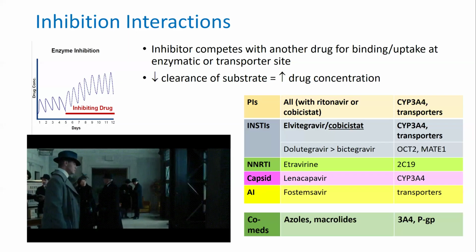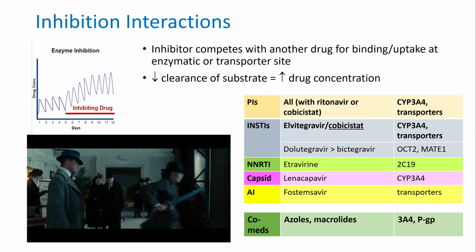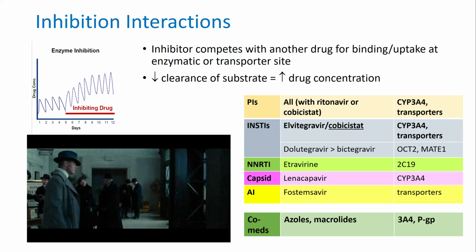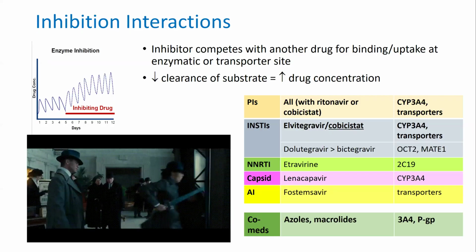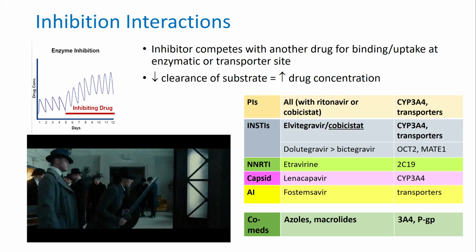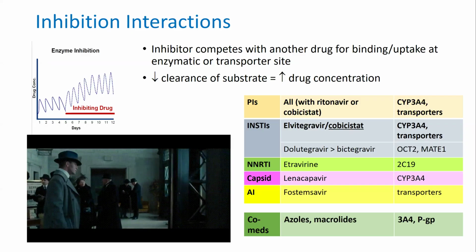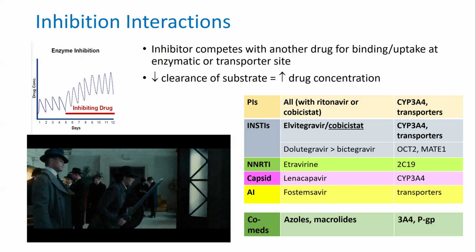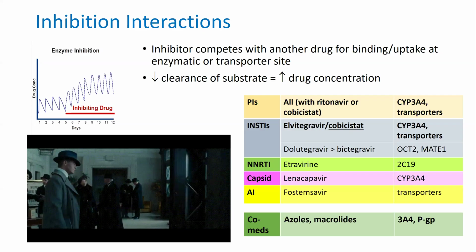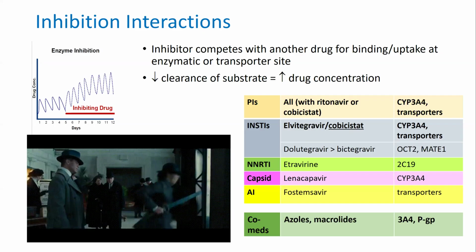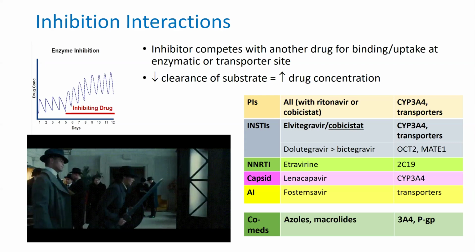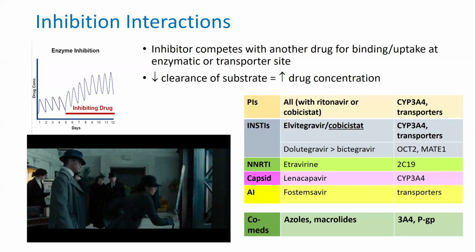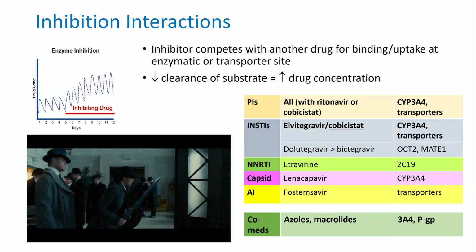Inhibition interactions occur when two drugs compete for the same binding site or transporter site. With the revolving door analogy, think of an inhibitor as somebody who cuts in front of you in line while you're waiting to exit. So when this happens, you wind up waiting longer before being able to leave. And if there's a lot of people butting in front of you, this can cause quite a buildup, a backlog of people waiting their turn.